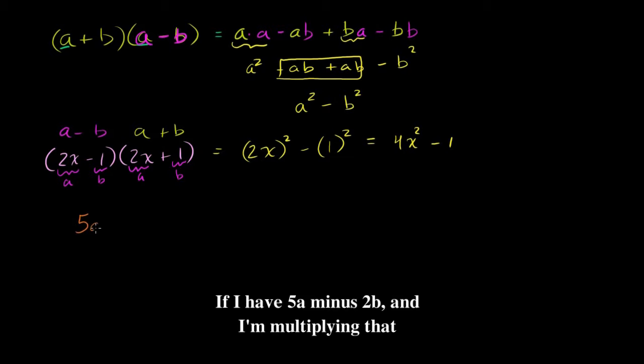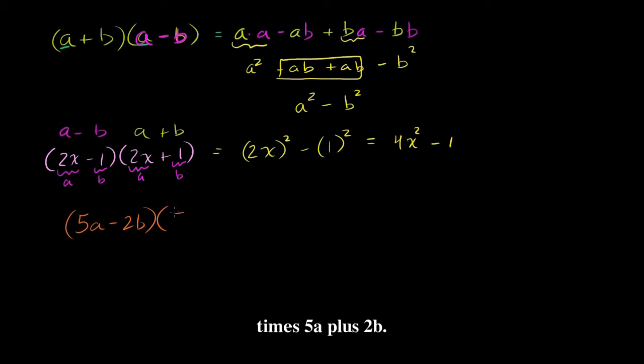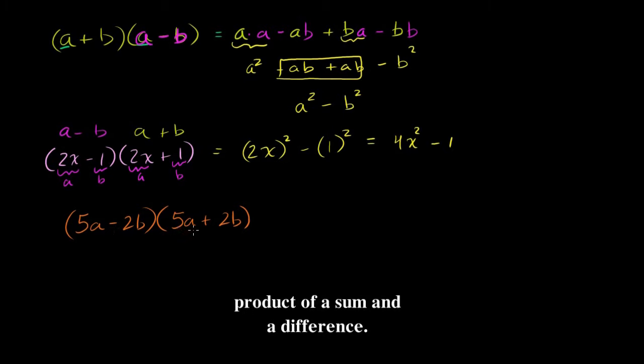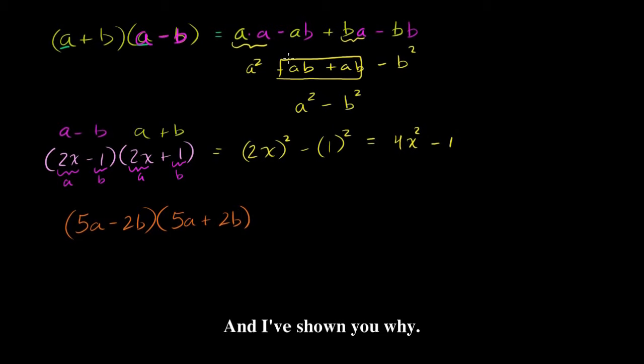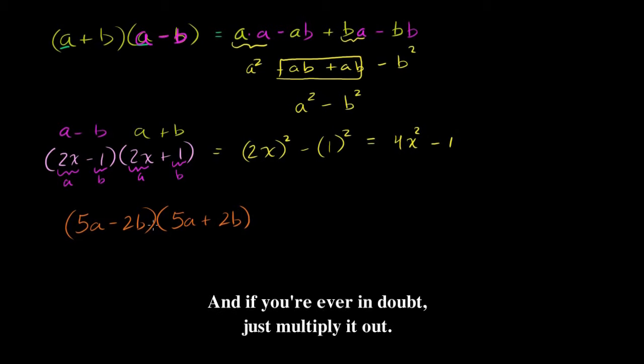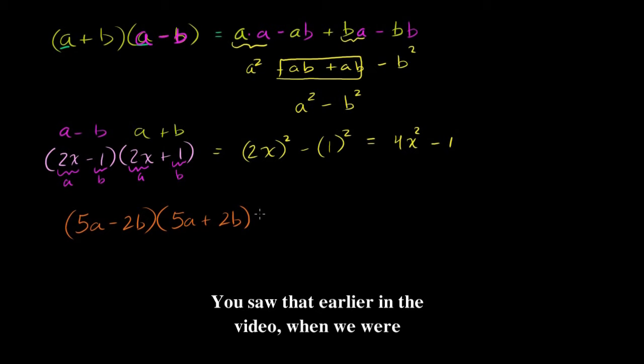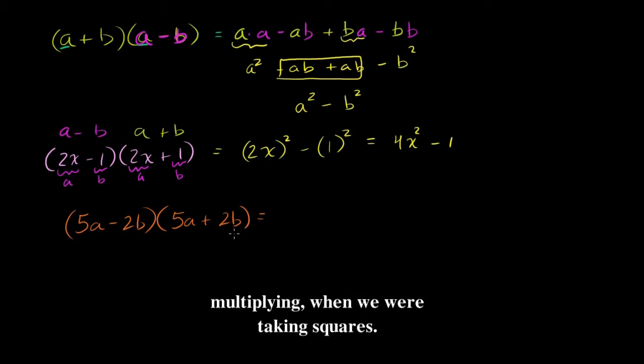If I have 5a minus 2b, and I'm multiplying that times 5a plus 2b. And remember, this only applies to when I have a product of a sum and a difference. That's the only time that I can use this, and I've shown you why. And if you're ever in doubt, just multiply it out. It'll take you a little bit longer, and you'll see the terms canceling out. You can't do this for just any binomial multiplication. You saw that earlier in the video when we were taking squares.